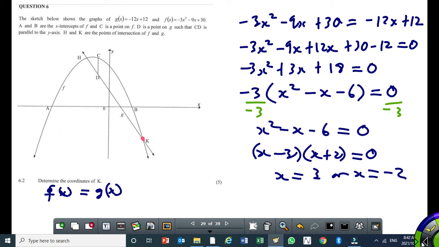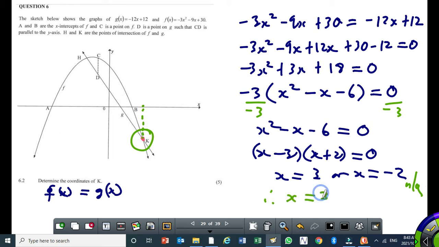But since point K is in the fourth quadrant, the value of x has to be positive. So you reject this one here. You have to indicate that you are rejecting the minus 2, as sometimes a mark can be allocated for rejecting that. Then you say, therefore, x will be equal to 3. But here it says the coordinates, which means you also need the y value.